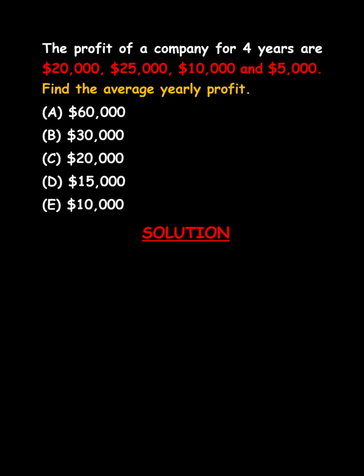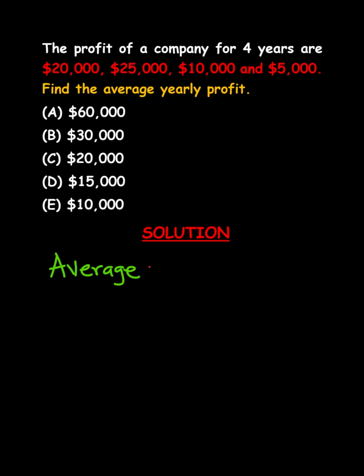The profit of a company for 4 years are $20,000, $25,000, $10,000 and $5,000. Find the average yearly profit. A. $60,000. B. $30,000. C. $20,000. D. $15,000. E. $10,000.